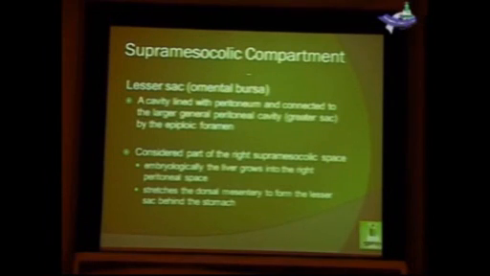The lesser sac is a cavity lined with peritoneum and connected to the larger general peritoneal cavity, which is the greater sac, through the epiploic foramen. We're going to talk about this foramen later also. It is considered part of the right supramesocolic space, as we've mentioned, because embryologically the liver grows into the right peritoneal space, and it stretches the dorsal mesentery to form the lesser sac behind the stomach. So it stretches the dorsal mesentery, and it forms the lesser omentum, and behind that lesser omentum and the stomach lies the lesser sac in the adult.